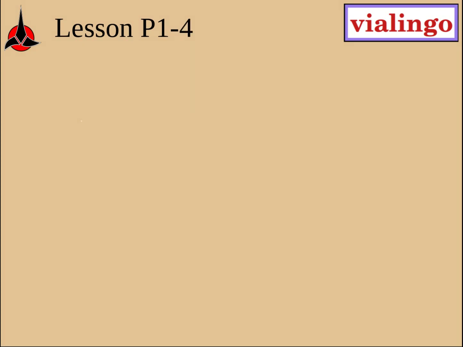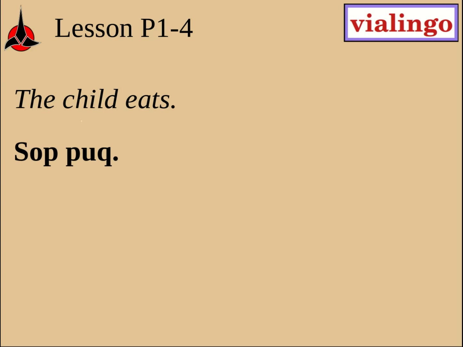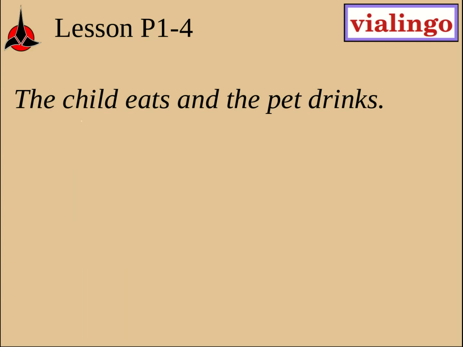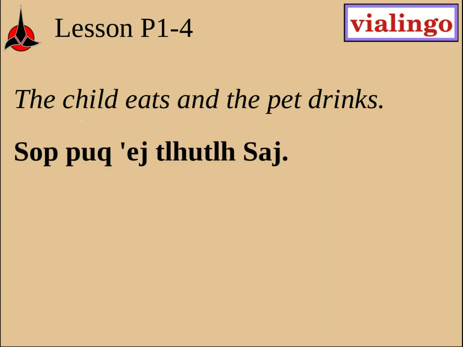You know that there are 2 words for and. One of them is used to make a list, for example, the man and the woman. The other is used to join 2 sentences together. How do you say, the child eats? Shop, puk. The pet drinks. Tluk, charge. The child eats and the pet drinks. Shop, puk, edge, tluk, charge.